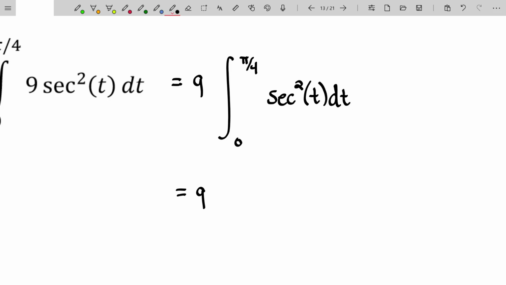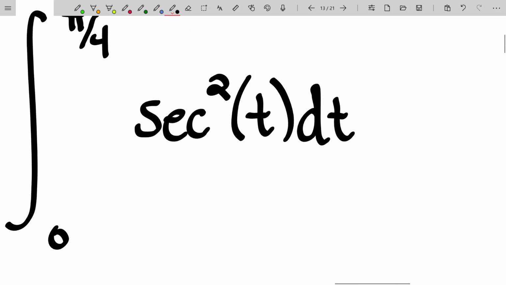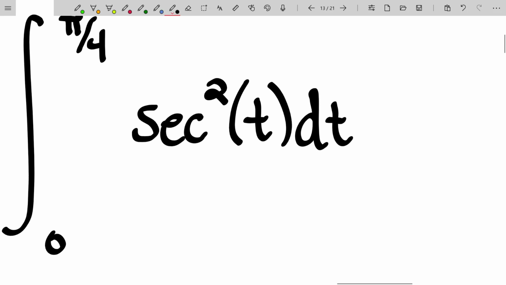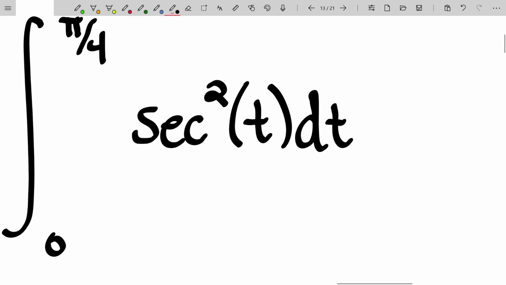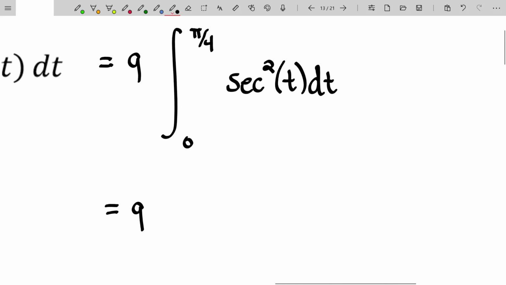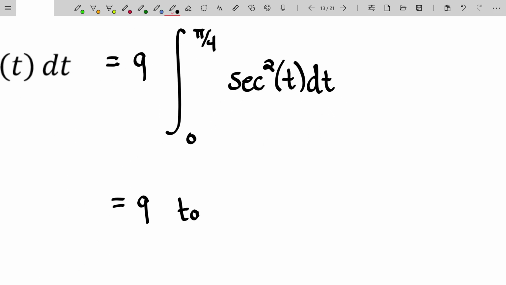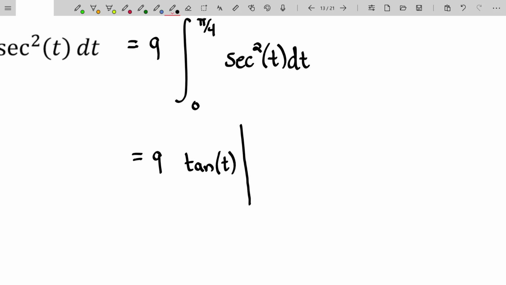But now we're going to ask, what would be the antiderivative of secant squared? In other words, what did you take the derivative of to arrive at a secant squared? And if you said the tangent, you are absolutely correct. So I'm going to write it this way because I just want to showcase another type of notation that people commonly use. The antiderivative is the tangent of t, and I'm going to evaluate that at the lower limit of 0 and at the upper limit of pi over 4.